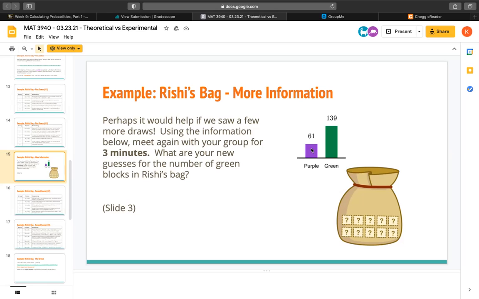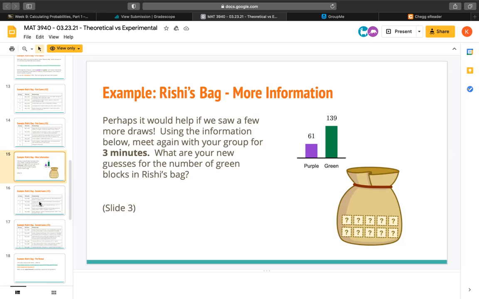So to find the probability of pulling the purple blocks out of the green blocks, we would take the 61 and divide it by 200 because we pulled it out 61 out of 200 times. And then to find the probability of pulling out a green block, we would do 139 and divide that by 200 because we pulled the green blocks 139 times out of 200.